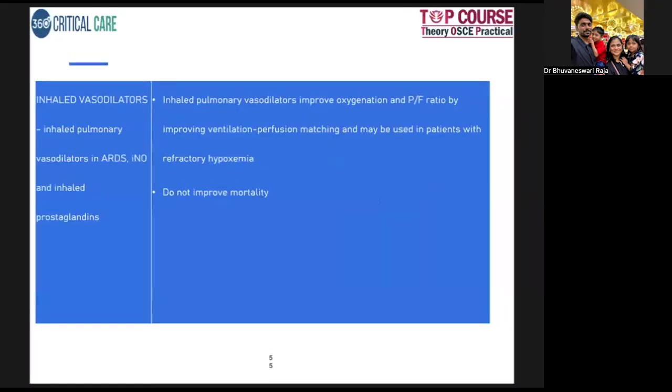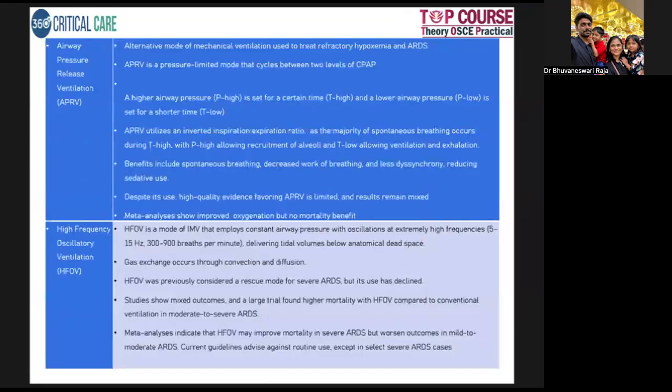Coming on to inhaled vasodilators, which could be in the form of nitric oxide or prostaglandins, they improve oxygenation in the PaO2/FiO2 ratio by improving the ventilation perfusion matching, but they do not improve the mortality.